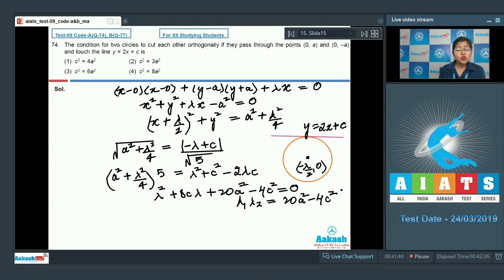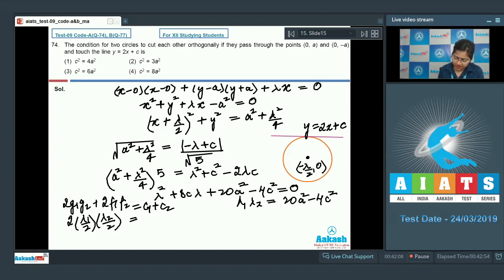Now it has been given that the two circles cut orthogonally. For that we know the condition that 2g1g2 plus 2f1f2 is equal to c1 plus c2. This is the condition. Now here the value of g1 into g2 is lambda1/2 into lambda2/2, and the values of f1 and f2 are 0. So this is equal to c1 plus c2. Value of c1 is minus a square and c2 is also minus a square. So it can be written as minus 2a square. 2 can be cancelled on both sides.